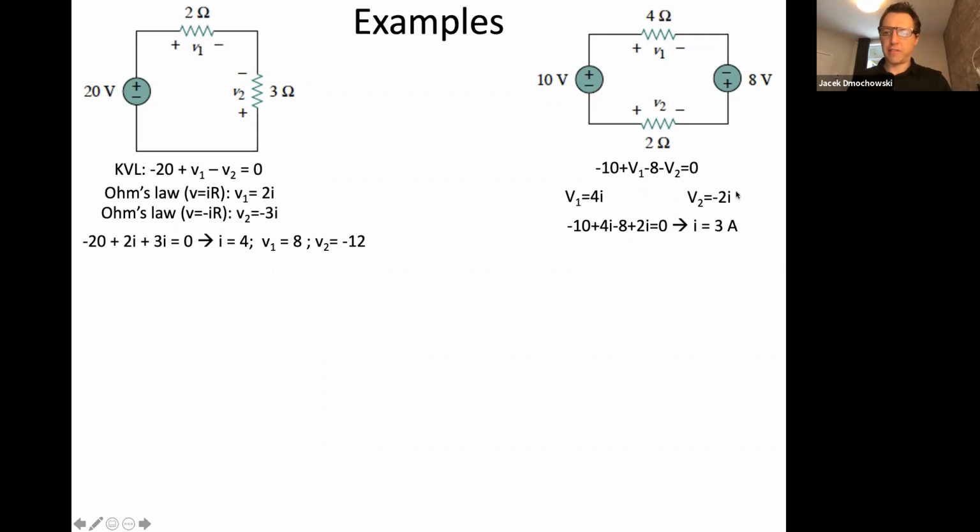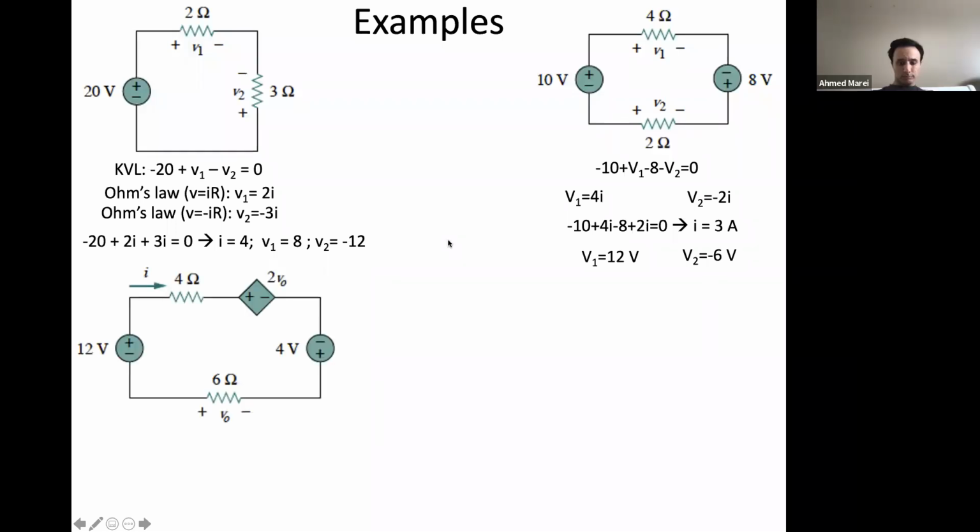Okay, and so once we have a solution for I, we can plug it in to solve for V1 and V2. Yeah, exactly. So V1 is 12 volts and V2 is minus 6 volts.